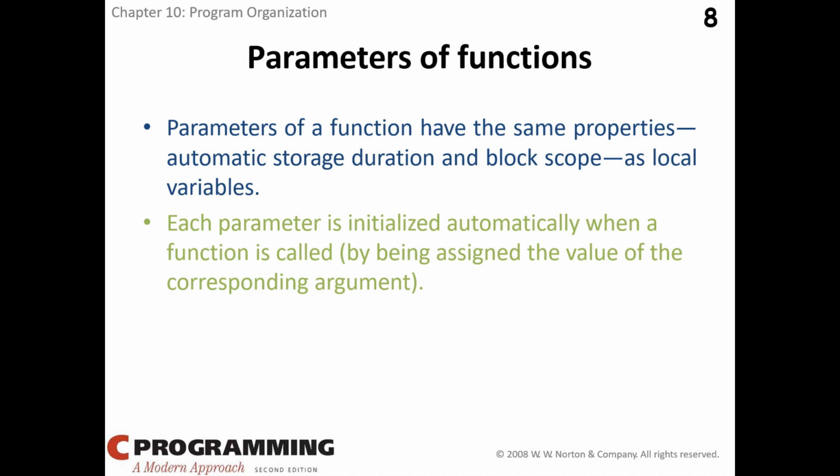When a function is called, each parameter is automatically initialized. This means that it's assigned the value of the corresponding argument that is passed to the function during its invocation, or its call. So when you call a function and pass arguments to it, those arguments are used to initialize the parameters of the function.